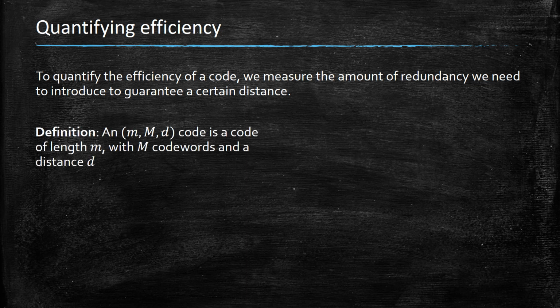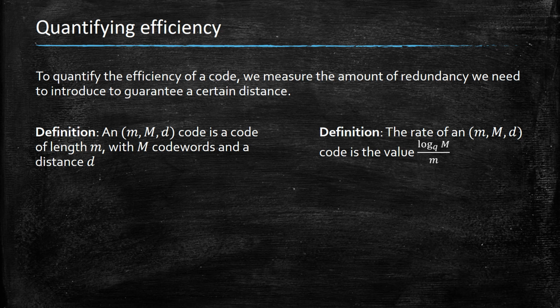So we need to quantify that redundancy, and this comes with the notion of rate. We call it an (n, M, d) code when it has length n, capital M code words, and distance d. Let Q still be the cardinality of the alphabet. The rate of the code is the log in base Q of M, over small n.